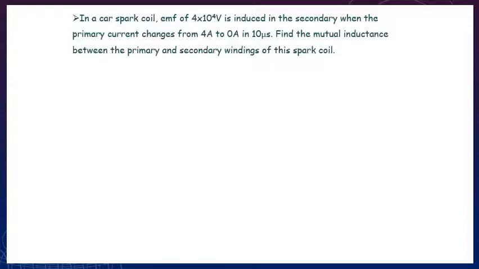Find the mutual inductance between the primary and secondary windings of this spark coil. Okay, so we'll see what all is given to us. It is the same type of numerical, but there you found out EMF, here you have to find out mutual inductance using the same formula.